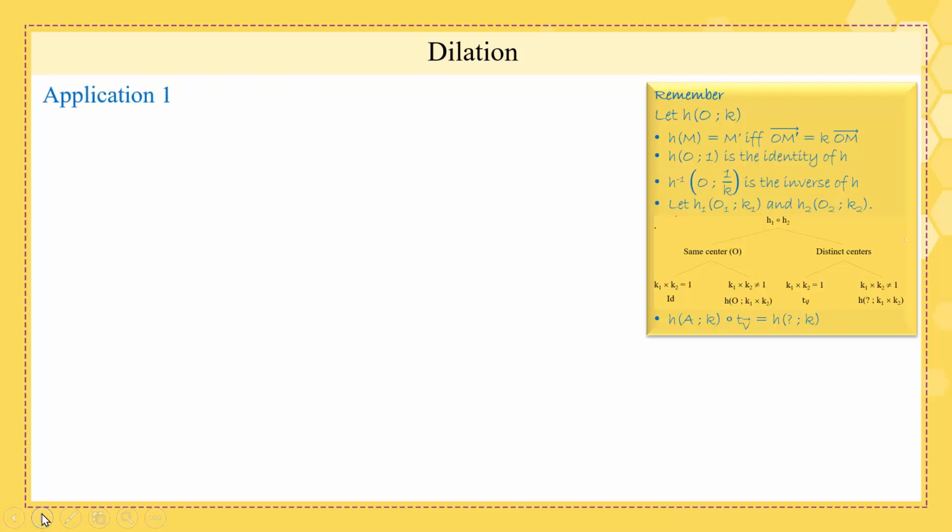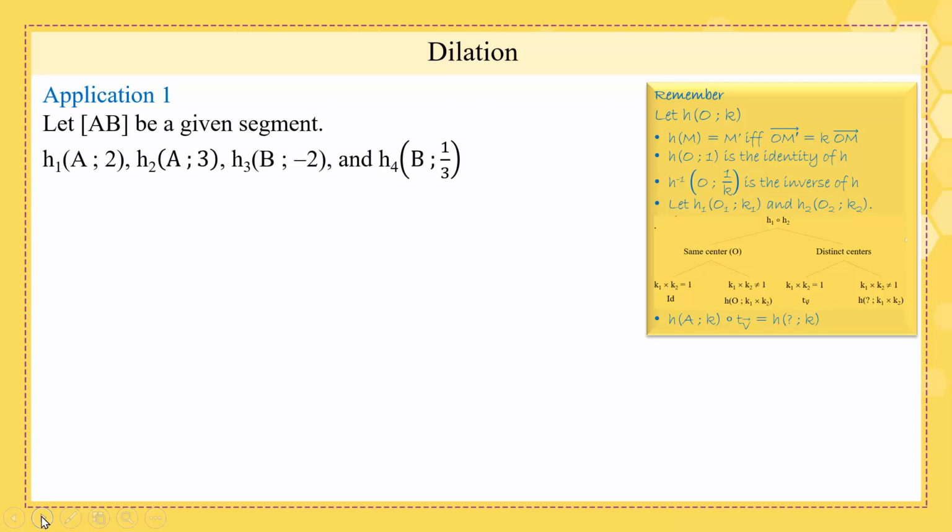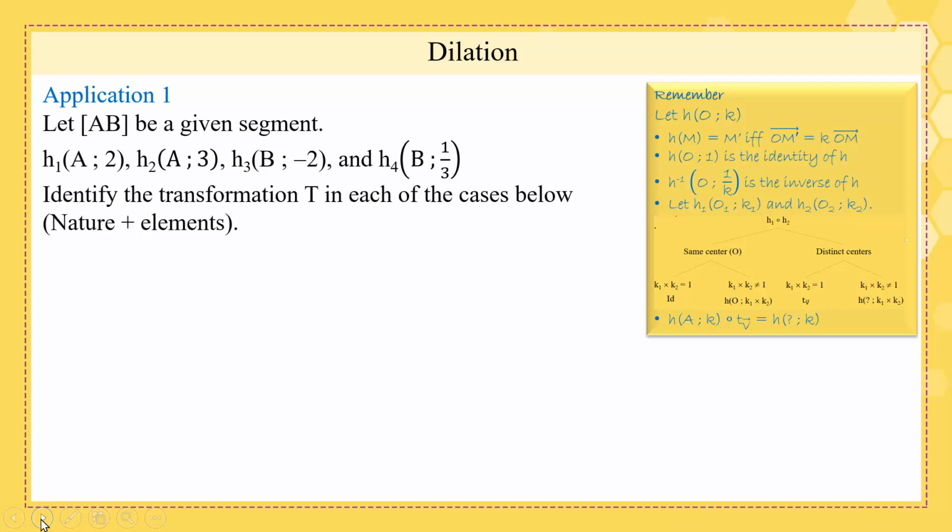Now, let us go to the application 1. Given the segment AB, given these dilations, identify the transformation T in each of the following cases below. That means give the nature of this transformation and the elements of this transformation. First example, the transformation T equal H4 round H3. Please stop the video and try to solve this example.